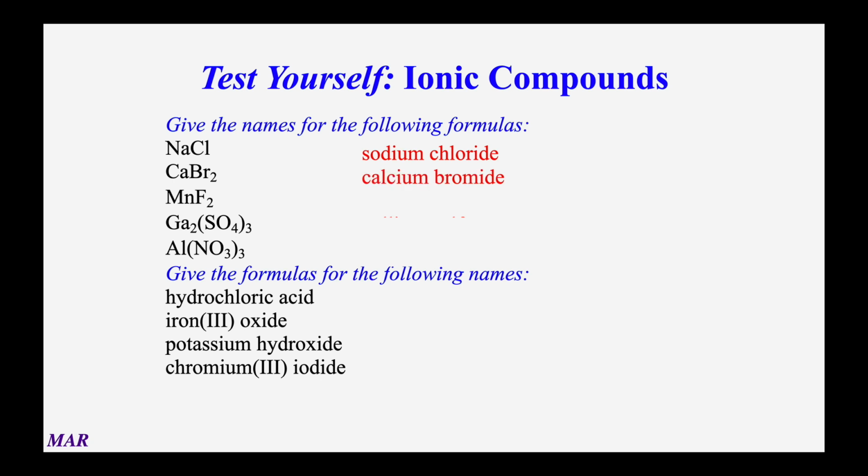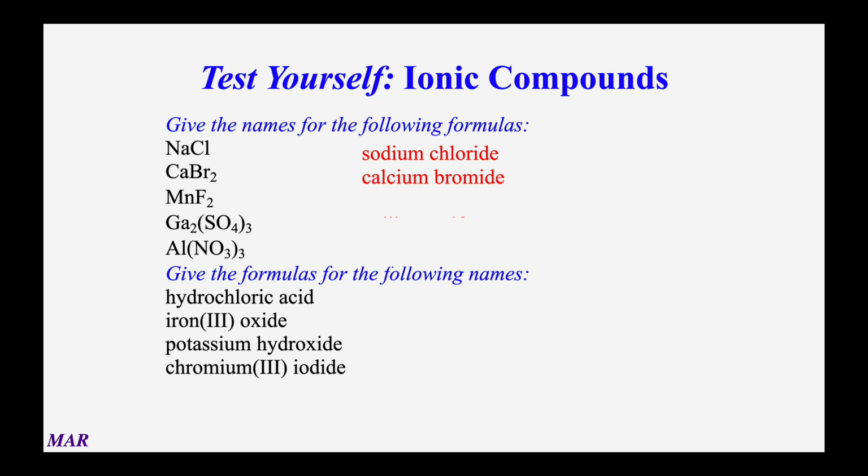Now, Mn may be an atom you're not as familiar with, but it's manganese, and it might be tempting, following the previous examples, to call it manganese fluoride. But if you looked at the periodic table, manganese is a transition metal, and that means it's going to have a variable charge.